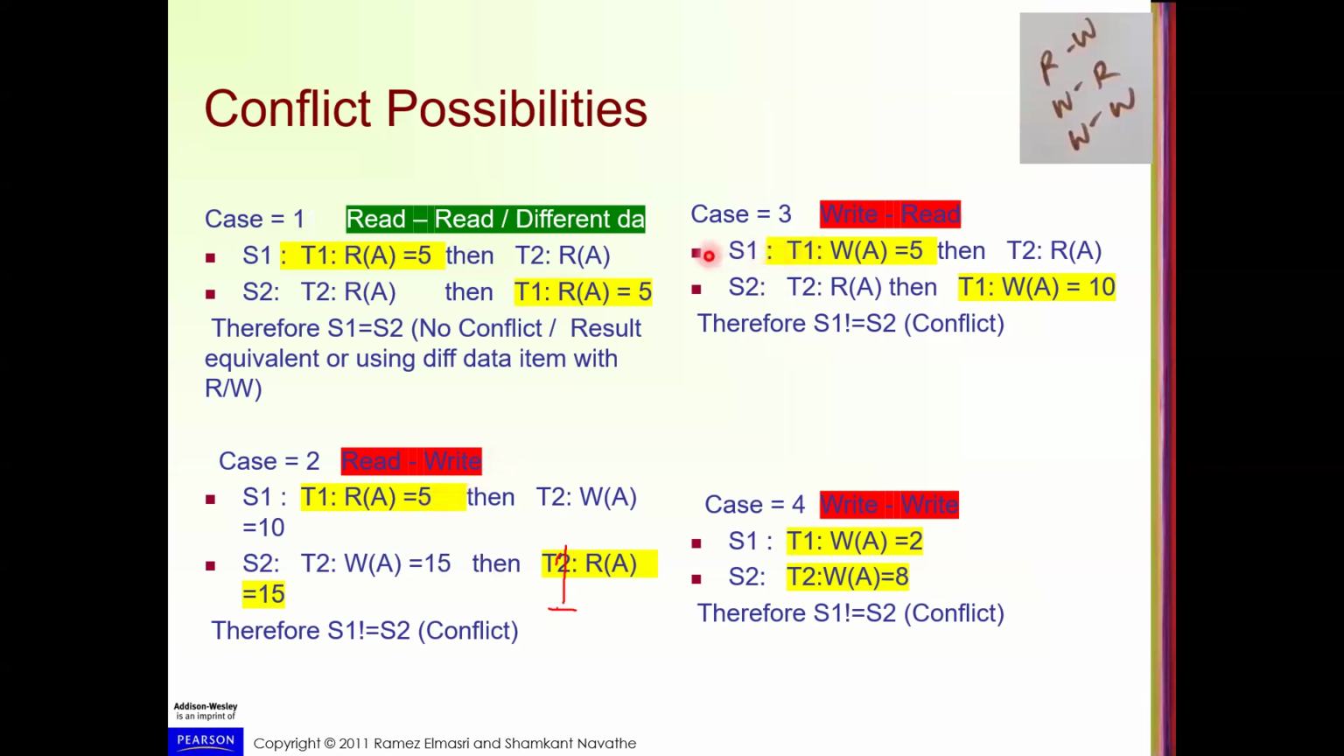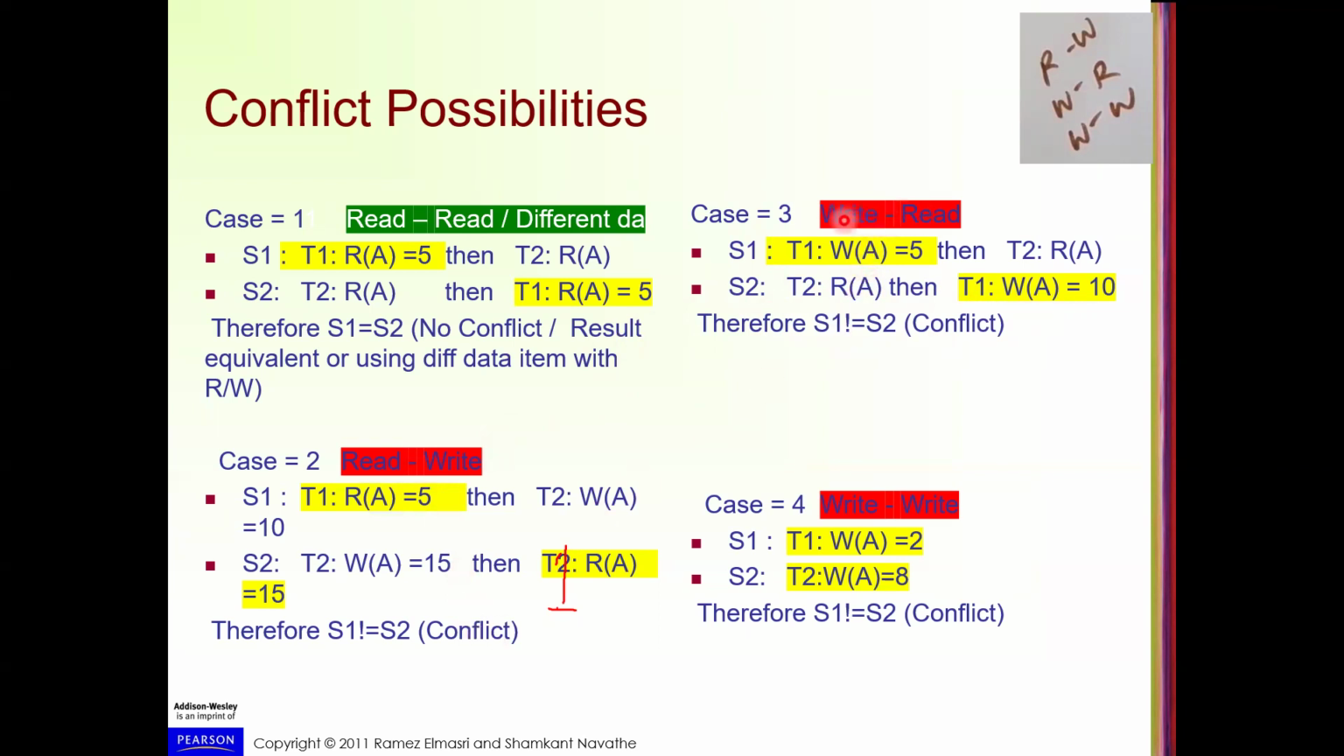Now, case 3. S1 is running T1 first, then T2. It is allowing T1 to write the value of A as 5. Then T2 reads A as 5. So what is the result? Here, after running S1, the value of A is 5. S2 is running T2 first. So it is reading the value as 5. Then S2 is allowing T2 to make some changes. So it made the change as 10. So here if you run S1, the data item is going to be 5. If you run S2, then the data value is going to be 10. Hence, S1 and S2 are having a conflict. So you notice here we have one write, there is a conflict.